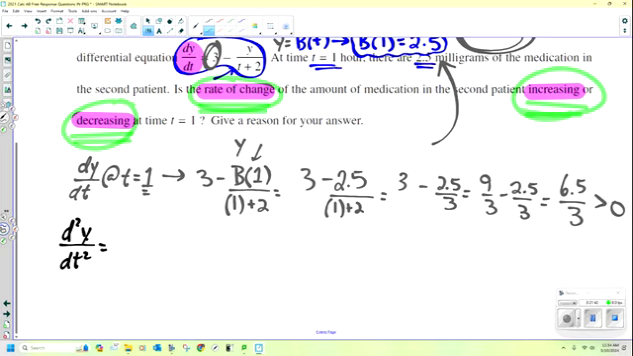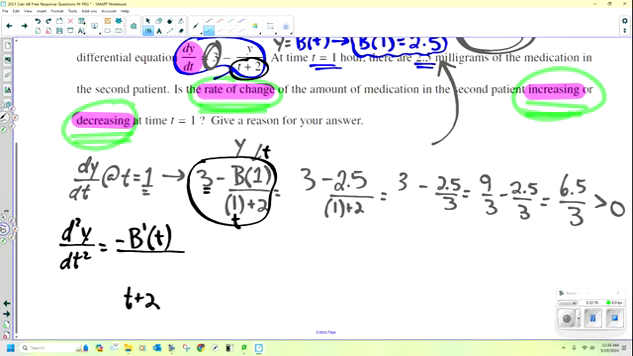I've got to take the derivative of this, really with the t in there instead of the 1. So the derivative of 3 goes bye-bye. Negative, the derivative of b(t) is just b prime of t, all over the derivative of 1 plus t plus 2, I should say. This is t plus 2. The derivative of that, it's low d high, high d low.